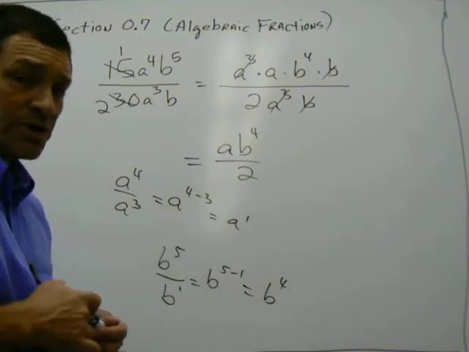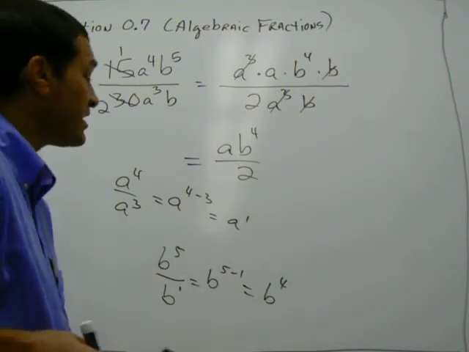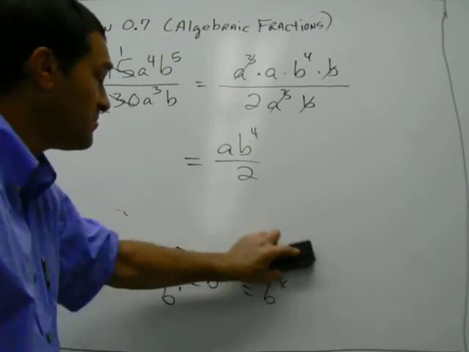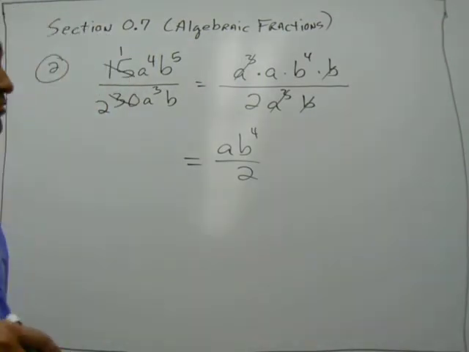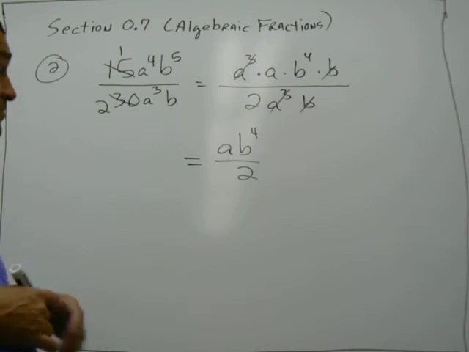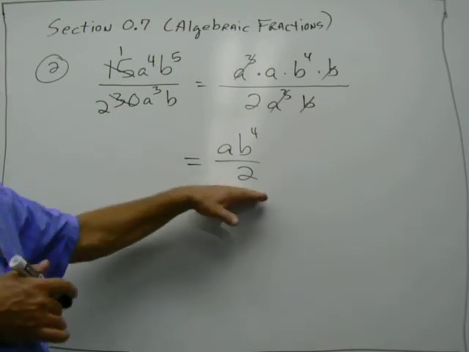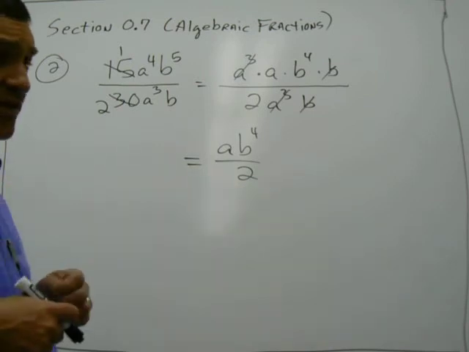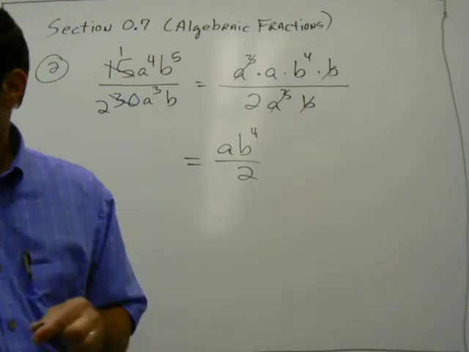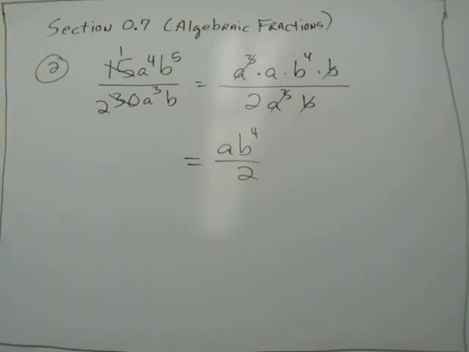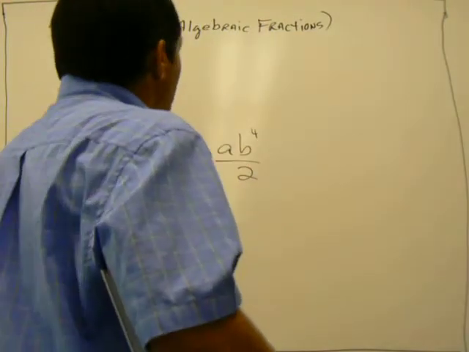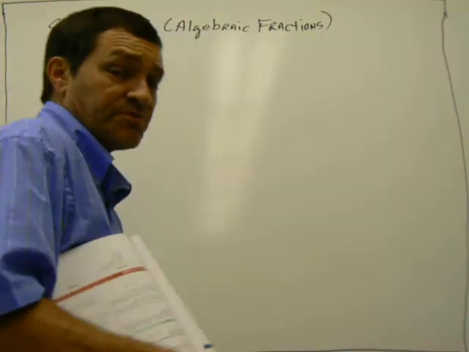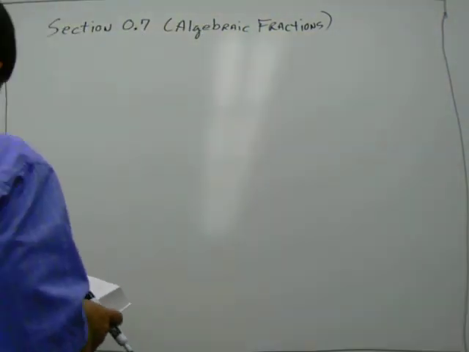So there's always more than one way you can think of these, and as I've often said, it doesn't matter which method you use. If you use the method correctly, you will always end up with the same answer. So a b to the 4th over 2, and that's no different from what we have been doing. The next problem that we're going to do is number 4, and this one is just a little different. This is the first one that we'll see where we need our factoring skills that we learned in section 0.6.